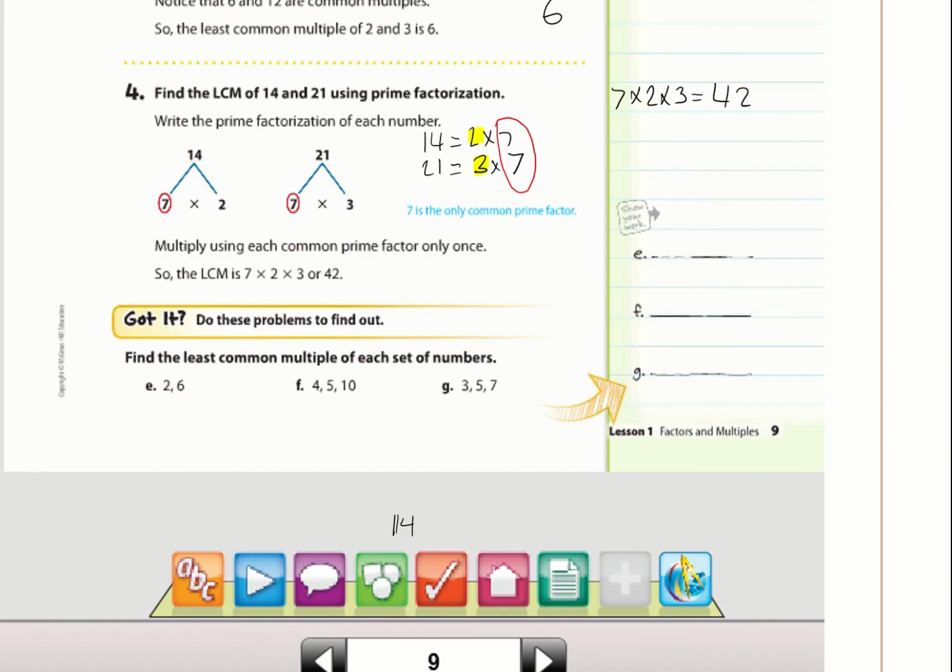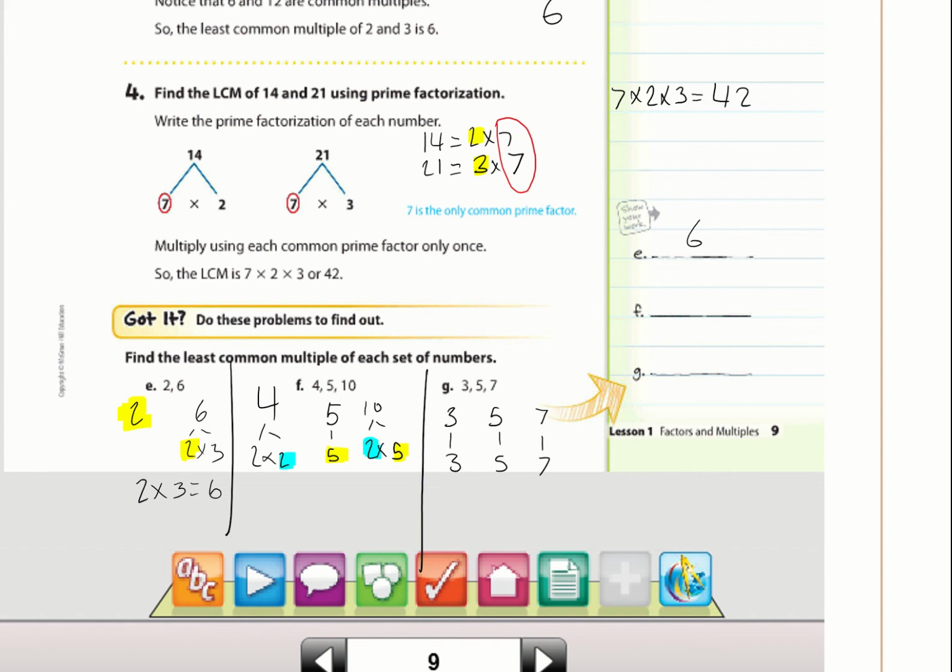So I'm going to do E with you guys. 2 is already prime. 6, 2 times 3. So my 2's pair up, so I only write that down once. 2. And I still have leftover 3, so times 3. So my least common multiple for E is 6. So go ahead and try F and G.